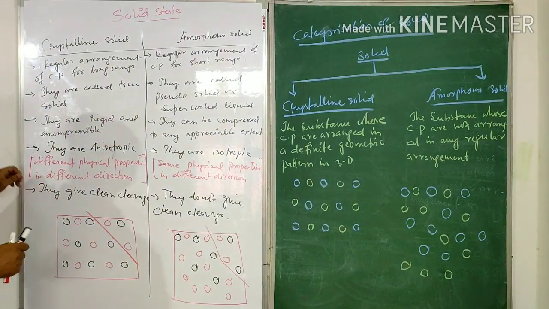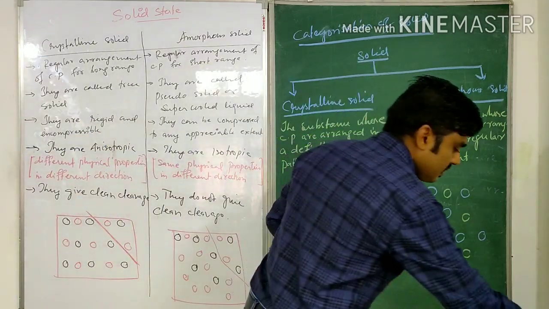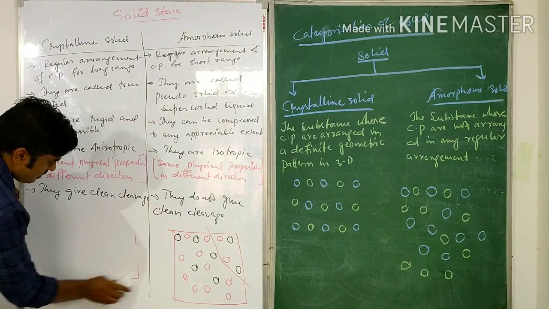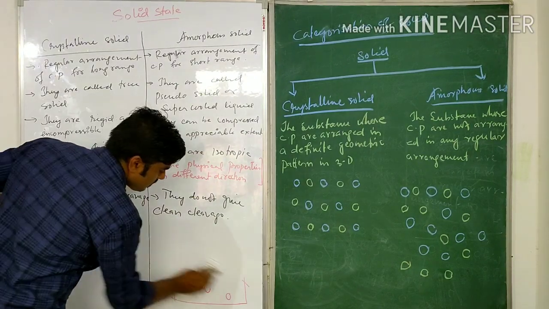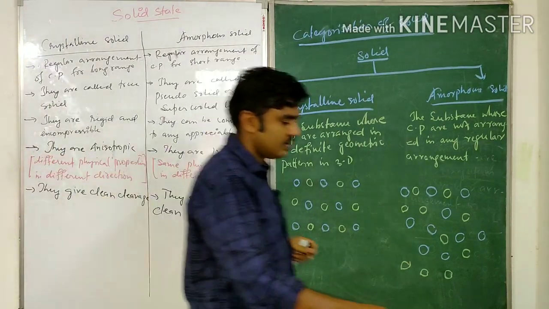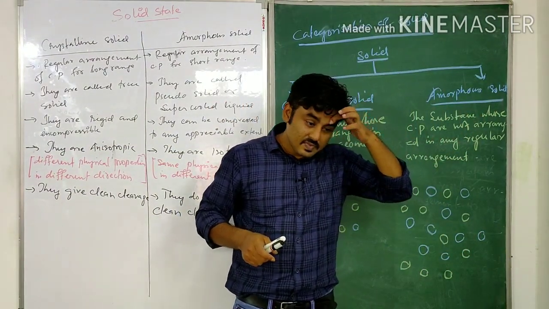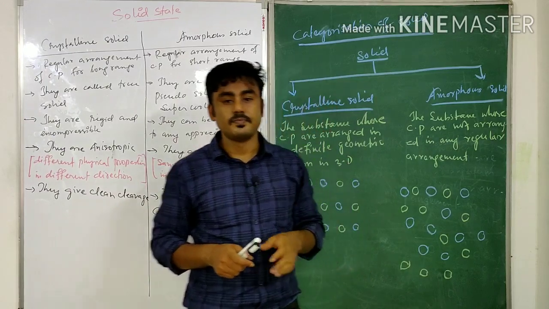Okay, written? How many points are written here? 1, 2, 3, 4, 5. Okay. Another point written? Okay. So actually this chapter is easy or tough?